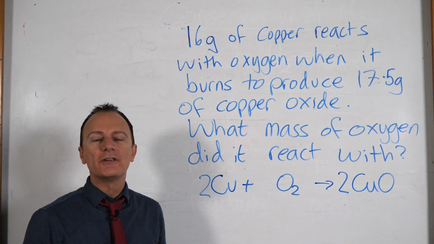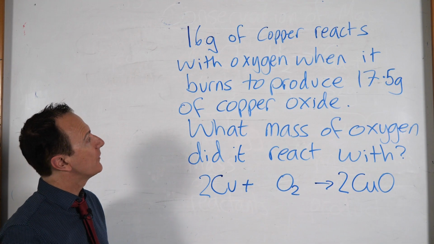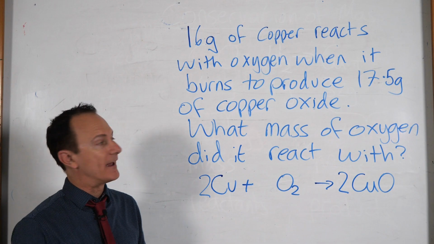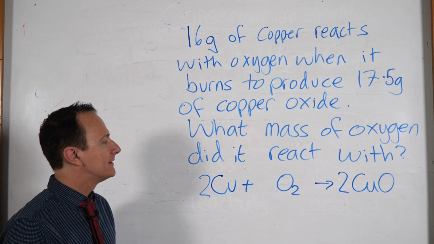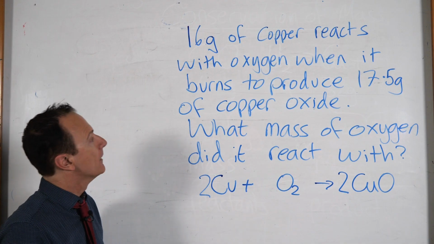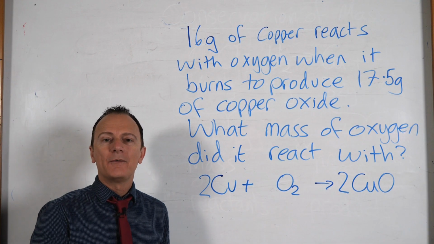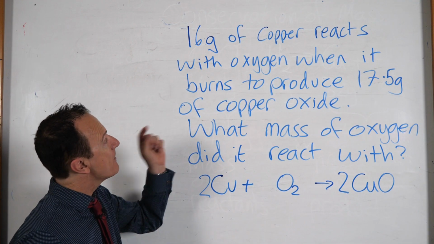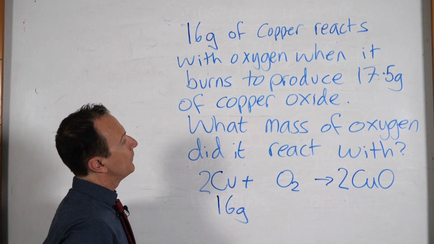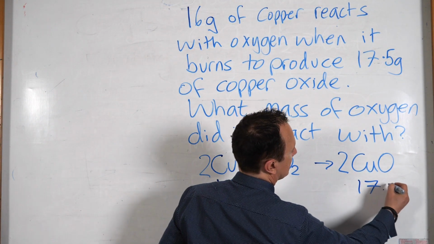Here's the typical question you could get on your exam. 16 grams of copper reacts with oxygen when it burns to produce 17.5 grams of copper oxide. What mass of oxygen did it react with? And you'd be provided with the symbol equation. So the best technique to answer these questions is to annotate the equation with the information we've been given. So we know we've got 16 grams of copper, and it's going to produce 17.5 grams of copper oxide.